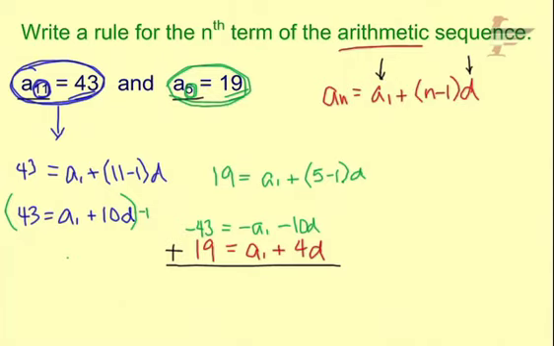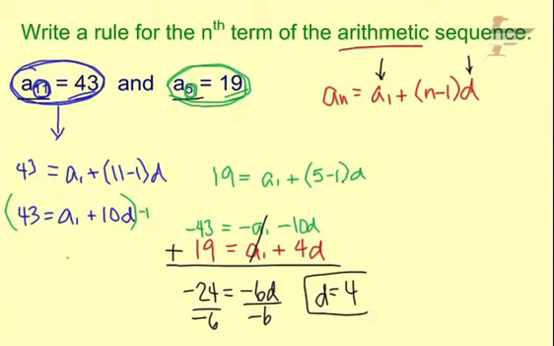Negative 43 plus 19, so negative 24, equals negative a sub 1 plus a sub 1. This cancels. We wanted that to eliminate on us. And then negative 10d plus 4d is a negative 6d. So we can solve for d by dividing both sides by negative 6. So our common difference is going to be a positive 4. So we have half of what we need, which is really nice.